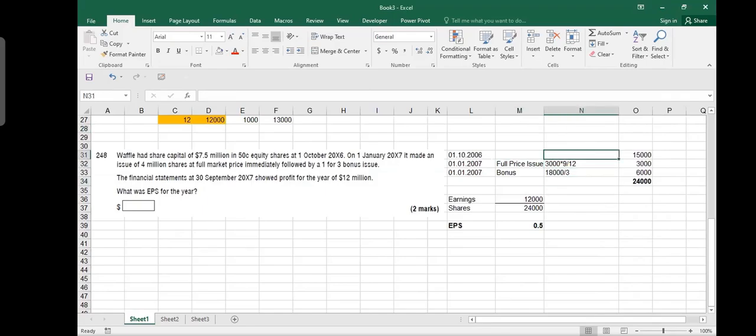How did you get the 18 million? 15 I had. How do you get 15 million? Your capital was 7.5 million, and each share was 50 cents. So 7.5 million divided by 50 cents, you had 15 million shares. So these are your existing shares. Then you gave full price shares, 3 million. So the total becomes 18. 15 you had, 3 you offered. Now there are a total of 18, and you say for every 3 I'm giving 1. So 18 divided by 3, you're offering 6 million shares.